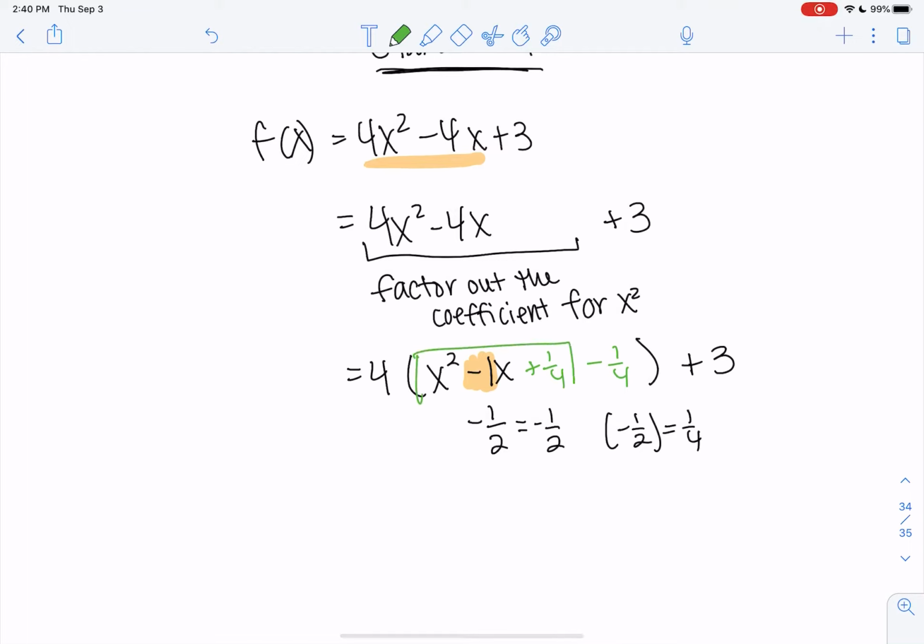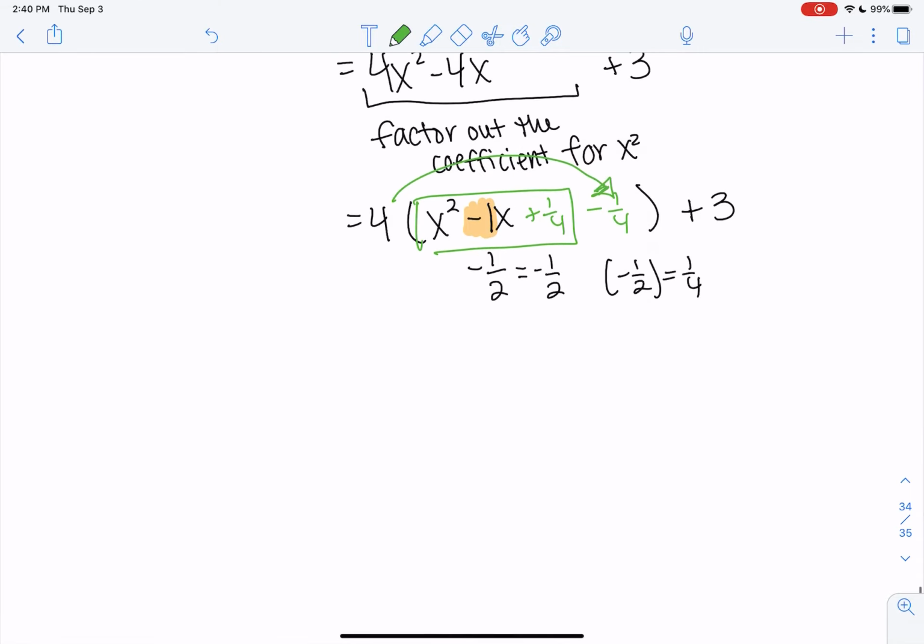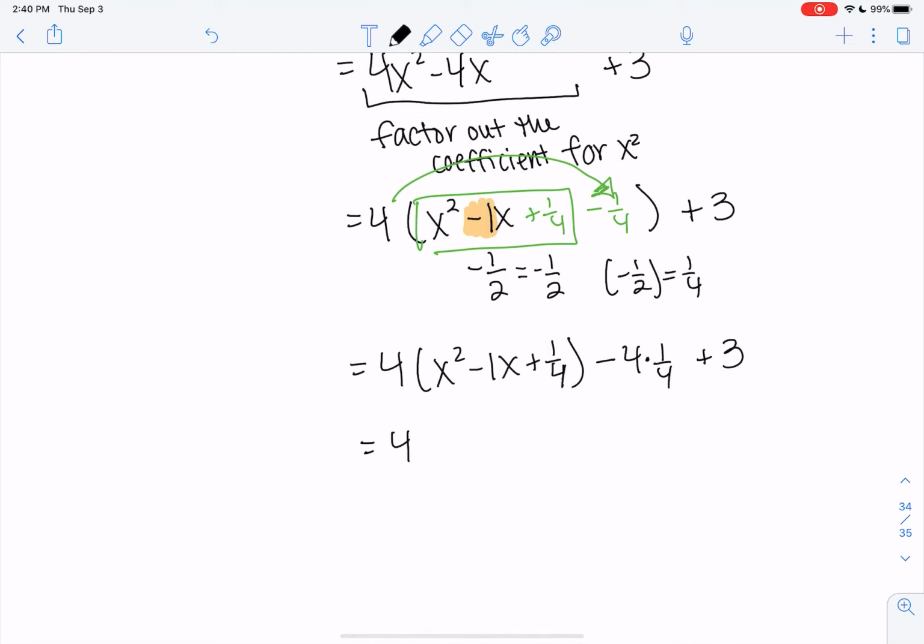So these first 3 pieces will be my perfect square, and then I'm going to distribute the 4 to the 1/4 to take it out. So we get 4 times the perfect square, which we'll factor in a second. So I'm keeping those 3 together because they make a perfect square, and then we get minus 4 times 1/4, and then plus 3. So what's that? That would be minus 1 plus 3.